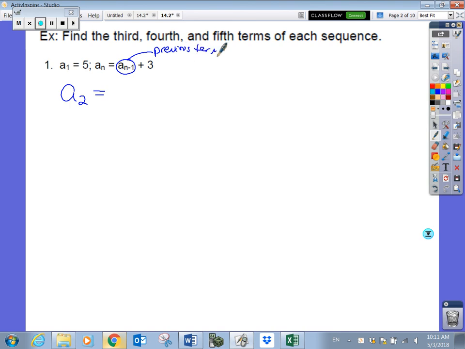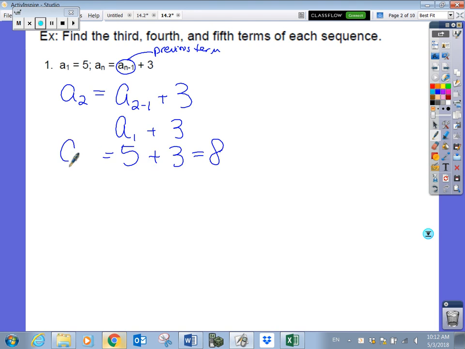previous term. The other thing you could do, if you can't remember that, is plug 2 in for n. I'm going to do that real quick, though you don't have to. 2 minus 1 plus 3. Well, that's equal to a sub 1 plus 3, which is the previous. A sub 1 is 5, plus 3, so we get 8. So our second term is 8. Now, you don't have to do that every time. Sometimes it gives you a bunch, like a sub 1, 2, and 3, and then you have to find 5, 6, and 7. But here it just gave us the first one.